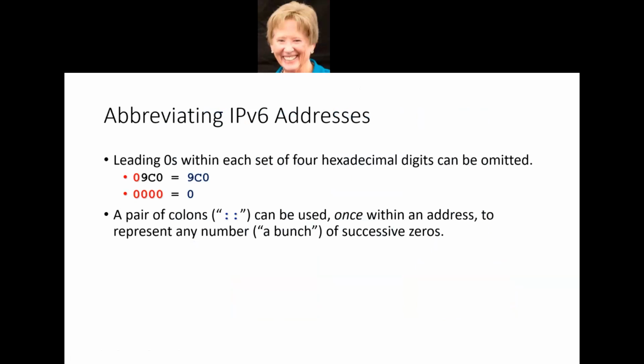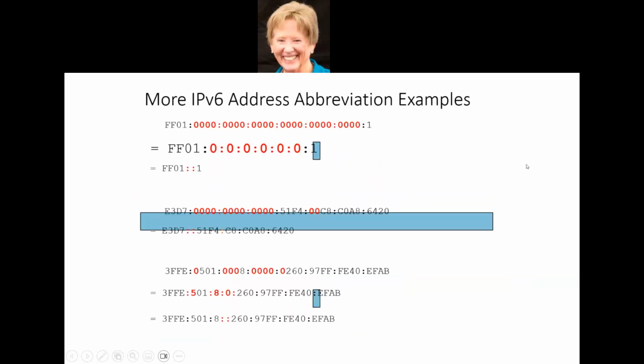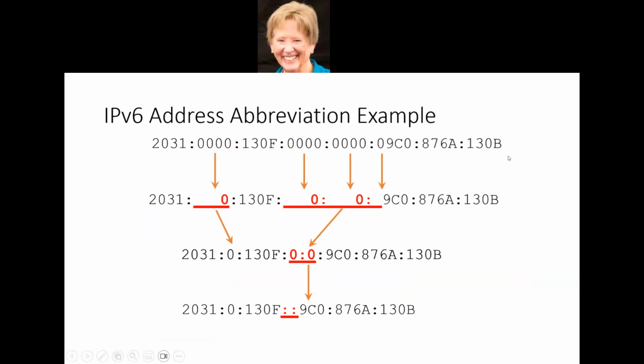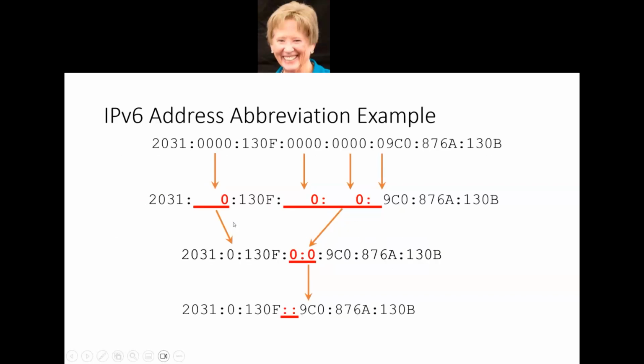Okay. So you can abbreviate IPv6 addresses. We have this long IPv6 address here. If you have a leading 0 in any octet, you can omit the leading 0. If you have all zeros, you simply use a 0. A pair of colons can be used once within an address to represent a bunch of zeros.